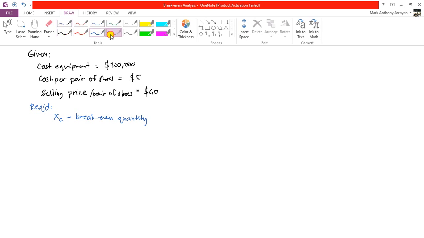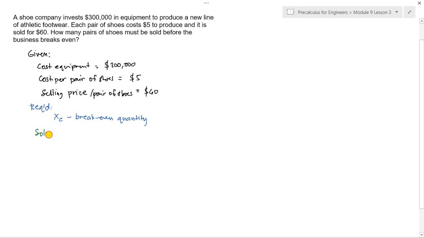Solution. Here, the procedure is the same. Let's start with finding the equation for the total cost. Total cost, TC, is just the sum of our fixed cost plus the variable cost. And we know that the variable cost is the product of the quantity, X, the quantity of athletic footwear they sold, multiplied by the cost per athletic footwear, that is the cost C.